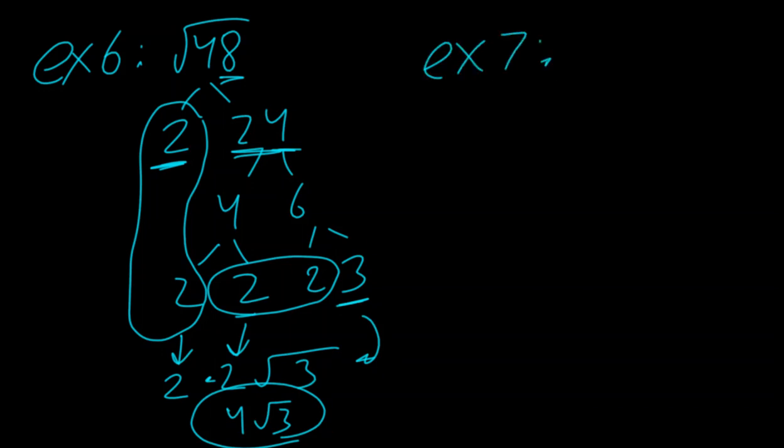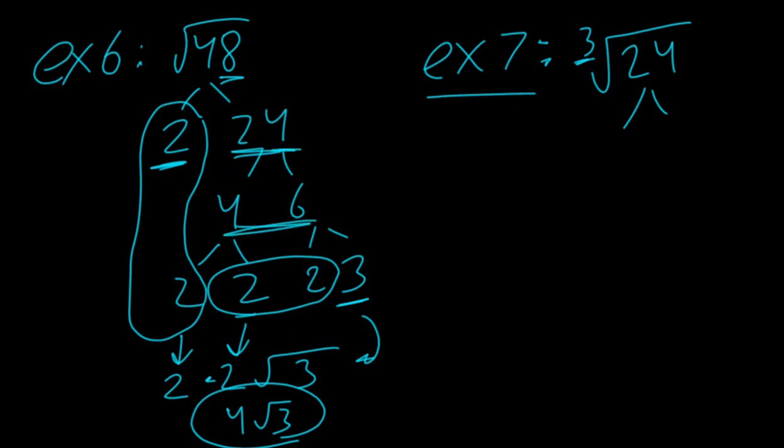All right, example 7. Now, for example 7, we're going to really pick up the pace here because we're no longer looking at square roots, we're going to be looking at cube roots. And so we're no longer looking for groups of 2, now we're looking for groups of 3. Excellent. So what can 24 be broken down into?